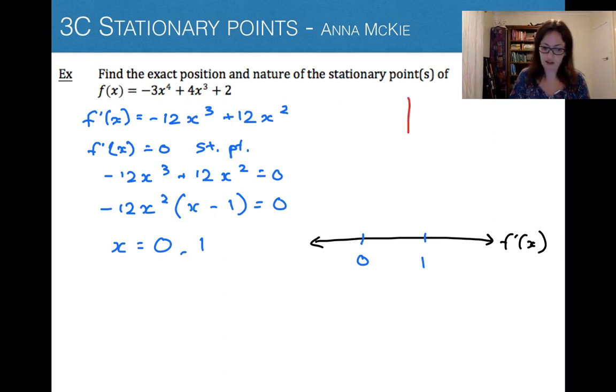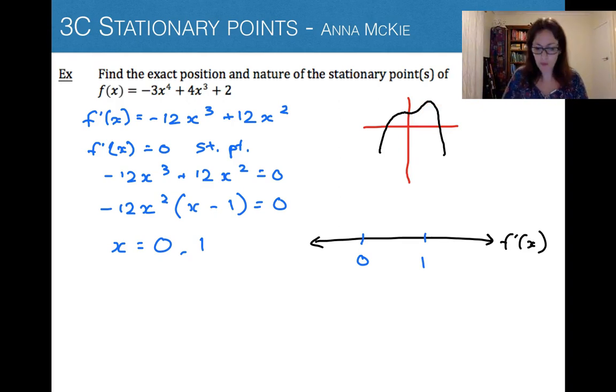I'm going to draw a very quick average sketch here, and it should look something a bit like this. So having a think about how many stationary points this is going to have, we have one here and one here. Now when it comes to putting the signs on this sign diagram, two ways of doing that. You could substitute numbers in. Let's substitute in the number 2.